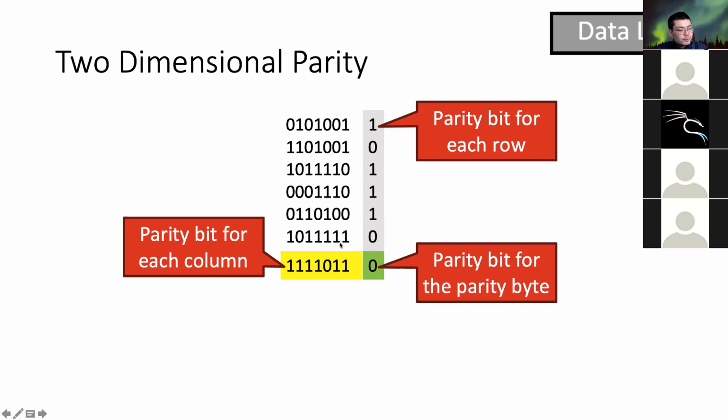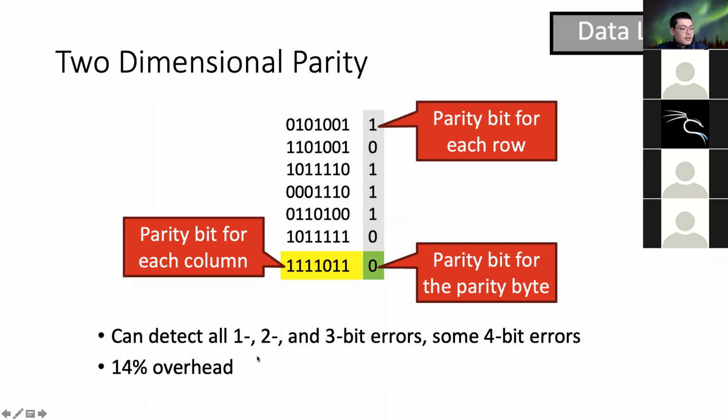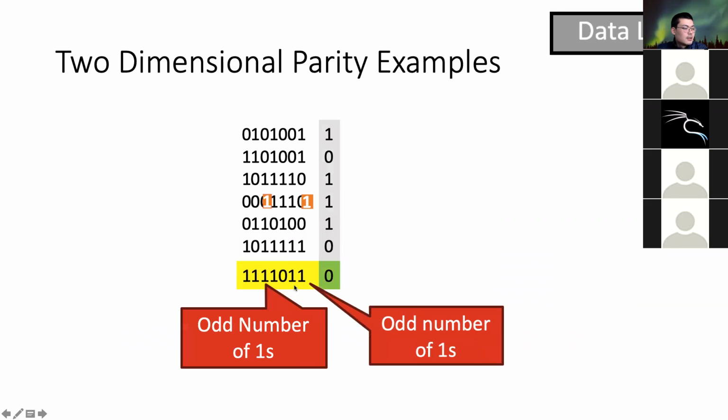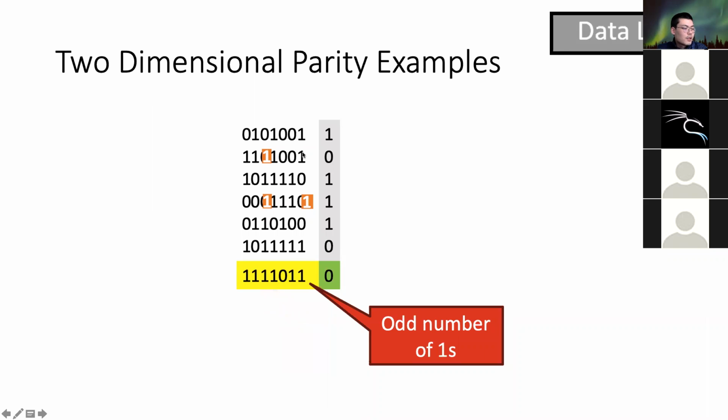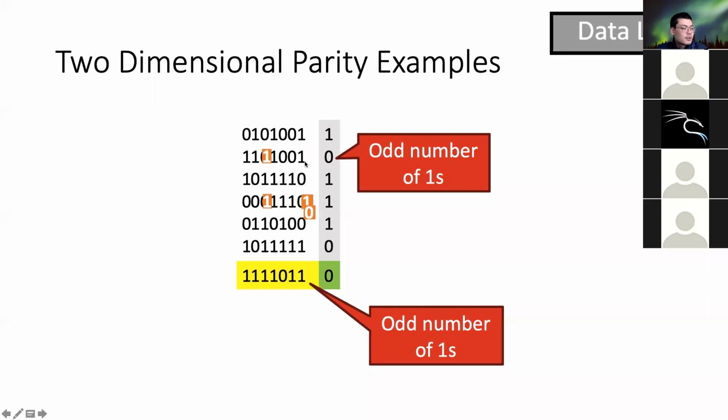Using this, you can detect 3-bit errors for sure. Some more bits can be detected, but in a special case you cannot detect a 4-bit error. For example, if you look at these, this column will be detected. If you have this, then this row will be detected. But if you have 4 bits, you cannot detect it, because each row and each column are flipped twice. So using 2-dimensional parity, you can detect at least 3-bit errors.